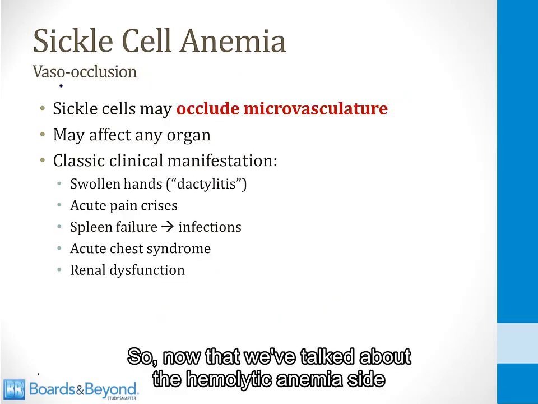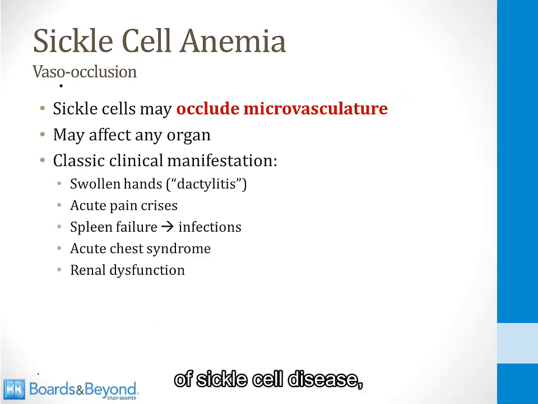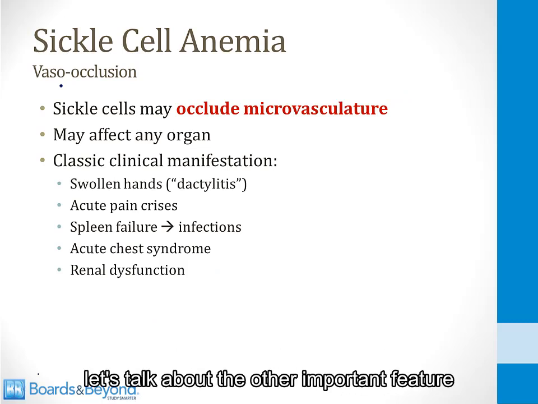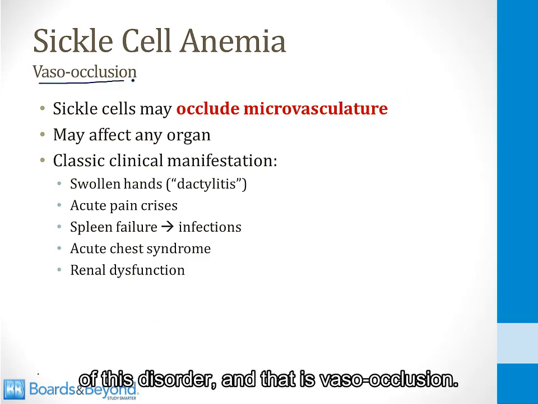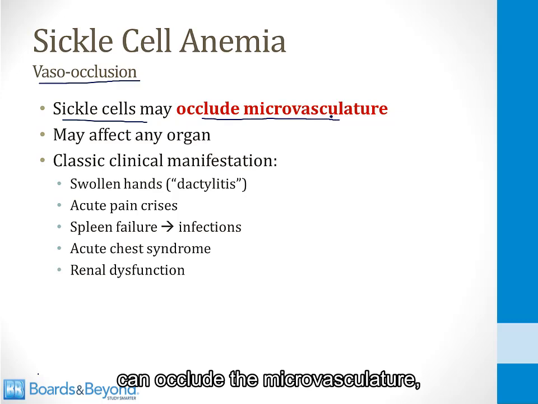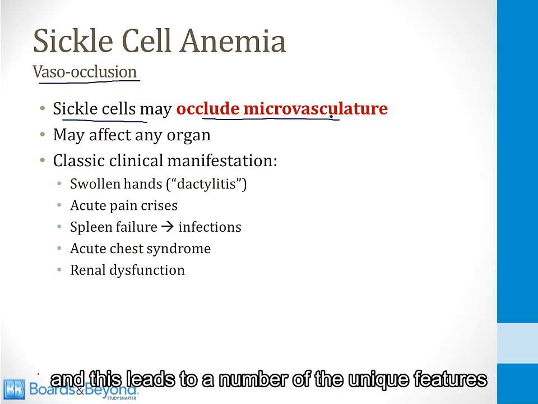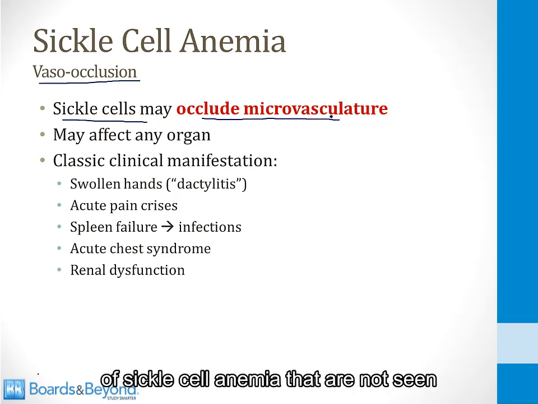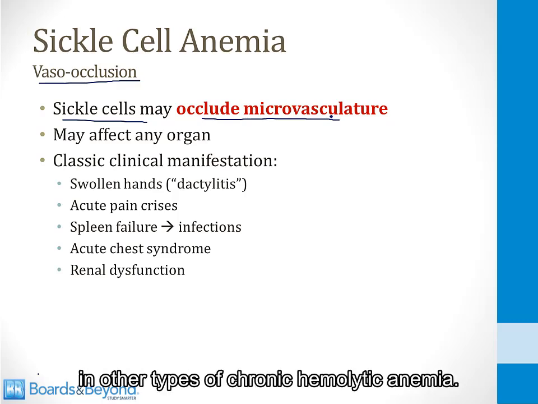So now that we've talked about the hemolytic anemia side of sickle cell disease, let's talk about the other important feature of this disorder, and that is vasoocclusion. Those sickled red blood cells can occlude the microvasculature, and this leads to a number of the unique features of sickle cell anemia that are not seen in other types of chronic hemolytic anemia.